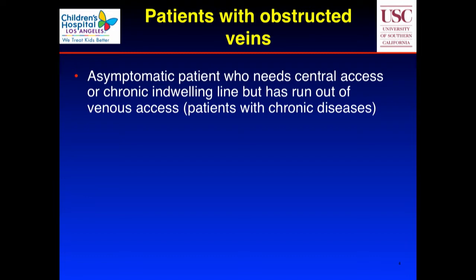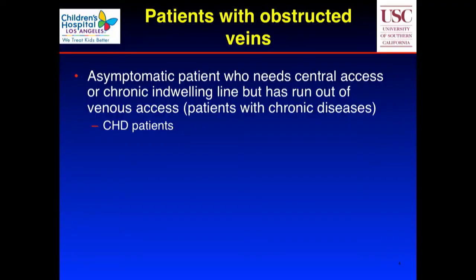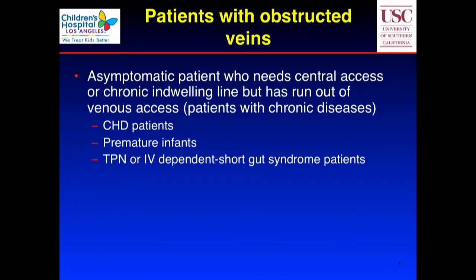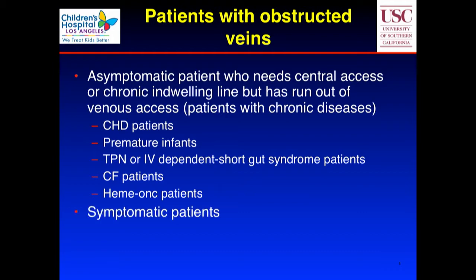You either have patients who don't have any symptoms but need central access or chronic indwelling lines, but they have run out of venous access. Patients usually with chronic diseases, short gut syndrome, the premature infant who needs IV access until they're big enough, cystic fibrosis patients, various patients who just have chronic disease, hem-onc patients, etc. So you also have the congenital heart patients, right? We talked about premature infants, patients who need TPN or chronic IV access in short gut, cystic fibrosis, hem-onc patients.